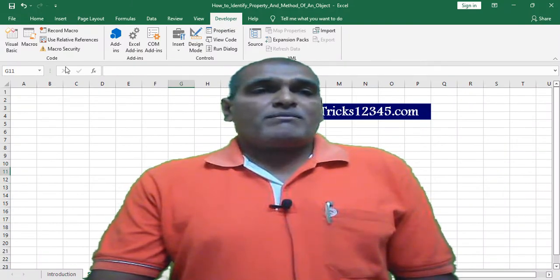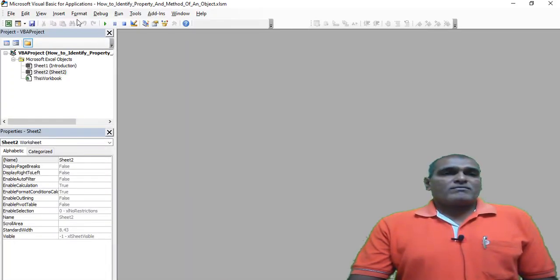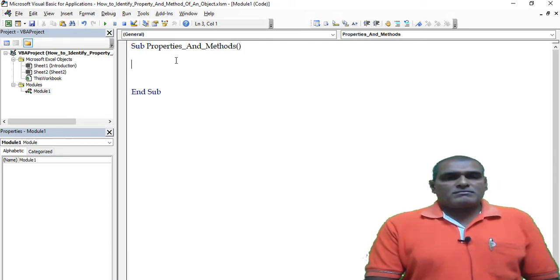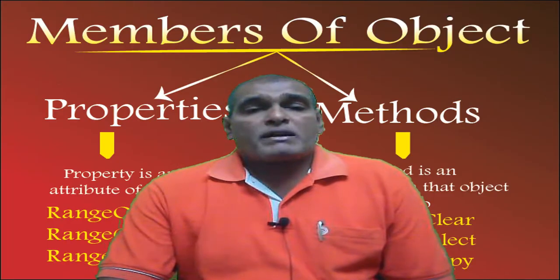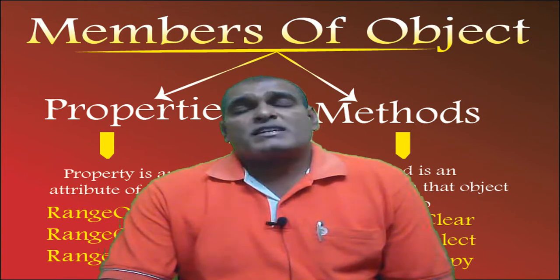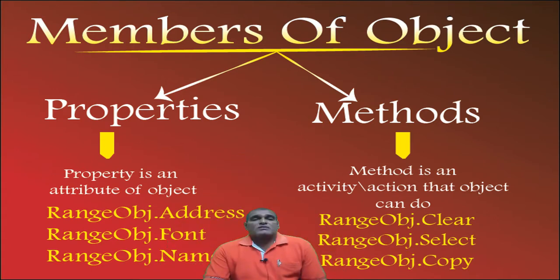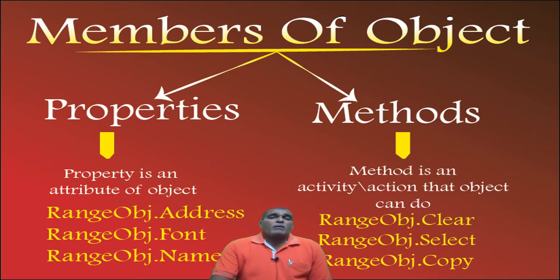Click on the Developer tab, click on Visual Basic. Here I am inserting a module. Property is an attribute of an object. Coming to method, it is an activity or action that an object can do. So this is the difference between property and method.